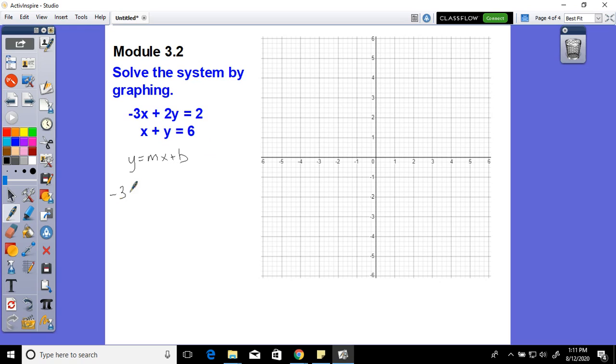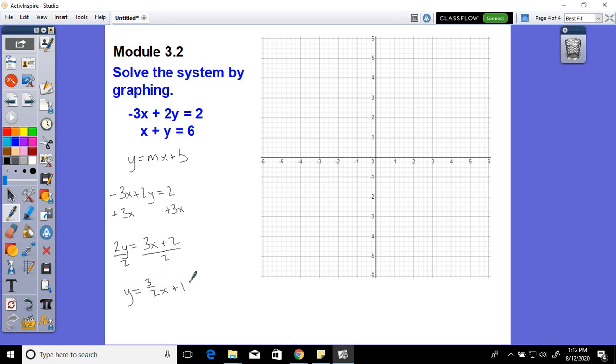All right, so we're going to take negative 3x plus 2y is equal to 2. We're going to solve for y, so we're going to add 3x to each side. Okay, then we'll divide by 2. So y is equal to 3/2 x plus 1.